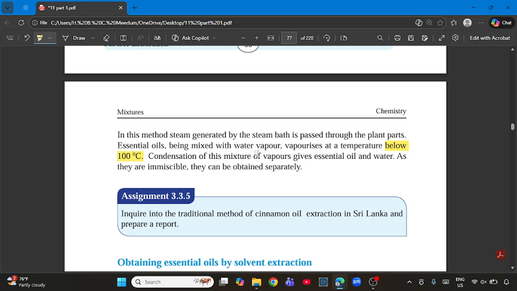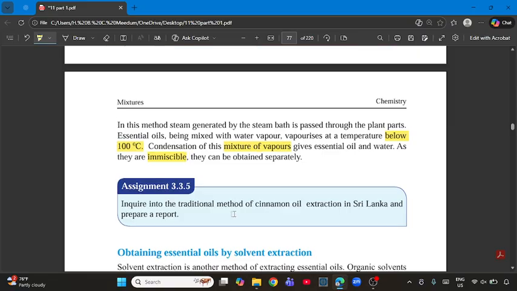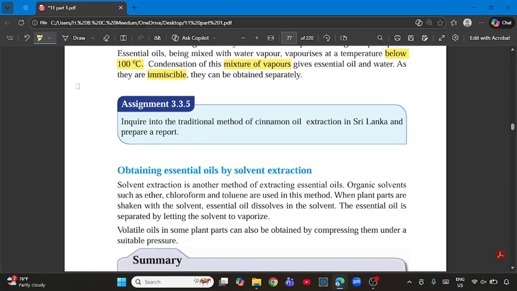Condensation of this mixture of vapor. It's a mixture of vapors. Why? It contains water vapor and also the vapor of the volatile component of the plant part. It gives essential oil and water. As they are immiscible, they can be obtained separately. The oils that collect on top can be taken separately.